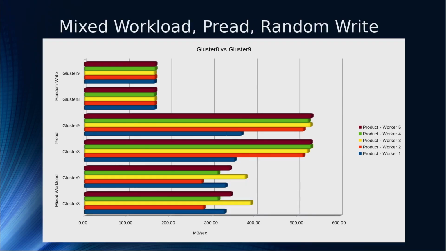Mixed workload, the random write and pread are what we're going to look at here, and the random writes, same. It's just what it is. I mean, I have to complete the I/O, and so I'm not really getting any advantage from io_uring. The pread, slight advantage to Gluster 9 on 1 workload. On 2, it's about even this time. Preads are buffered C code. That's how C does buffered reads.